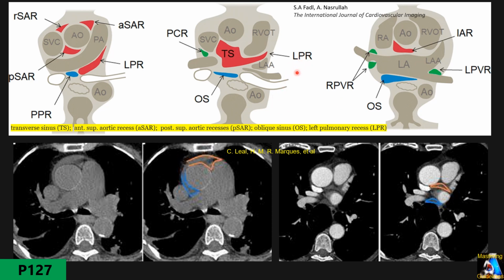For those who want to study more and understand those things, I strongly recommend, especially for residents, these two lectures by Dr. Fadel and Nasrullah and the other Dr. Lil and Marcus. They have a good lecture about these sinuses and recesses and their clinical implication, especially in the differentiation of pathology.